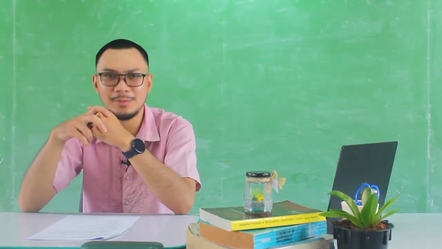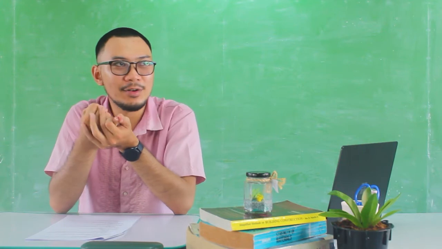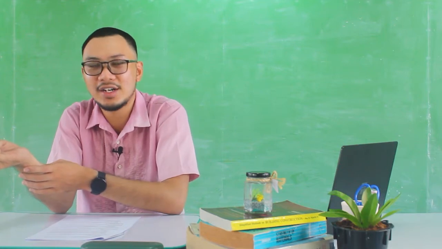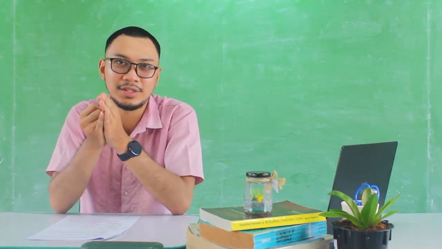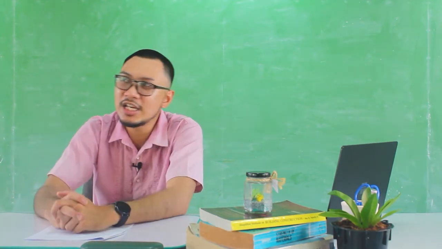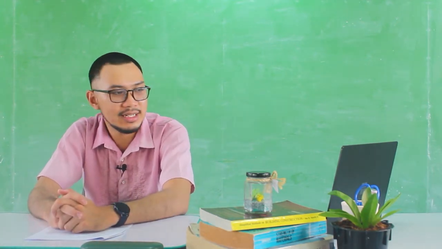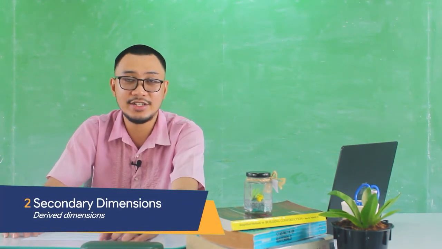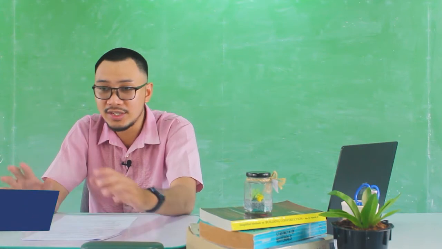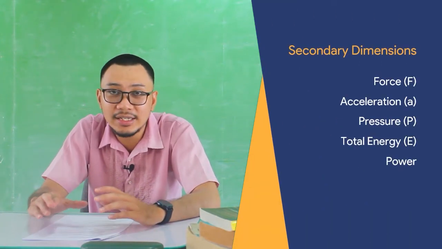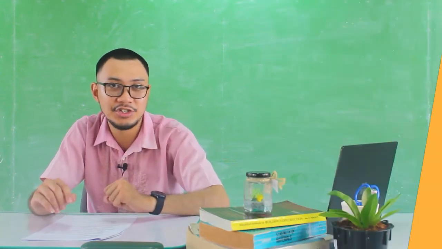Okay? Say for example, mass. Naada tayo ma-derive nga kuan anang mass? Wala. Because that is a primary dimension. Okay? So another classification of dimension is your secondary dimension. And secondary dimension actually is also known as your derived dimensions. So these dimensions are derived from the primary dimensions.